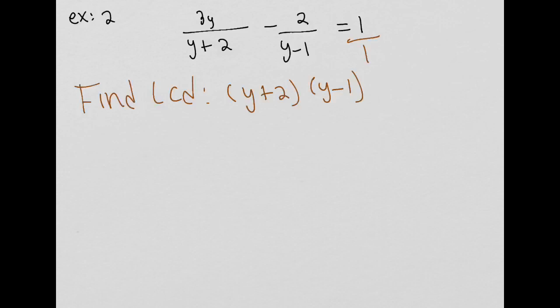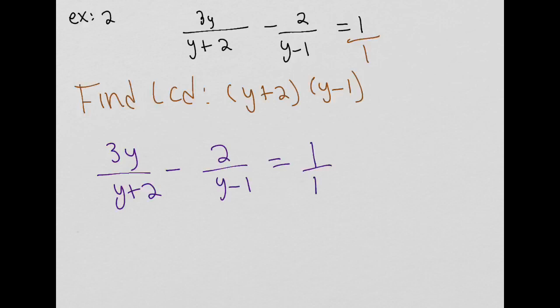So I'm going to go ahead and rewrite my problem. 3y over y plus 2 minus 2 over y minus 1 equals 1 over 1. I need to multiply each top and bottom by what is missing to be the LCD. The first fraction has y plus 2 in the denominator, so it's missing the y minus 1. I'm going to multiply top and bottom by that. The second fraction is missing the y plus 2, so I'm going to do that as well. And the last fraction is missing everything, so I'm going to multiply top and bottom by everything.